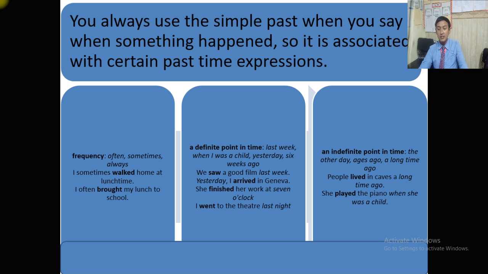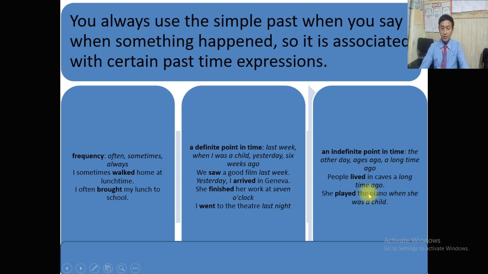Yes, it means that when she was a child, yes, she played. That expresses an indefinite point in time. We are not really clear how old she was, but we just know that she was a child.